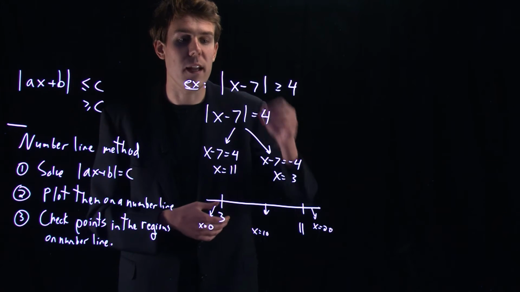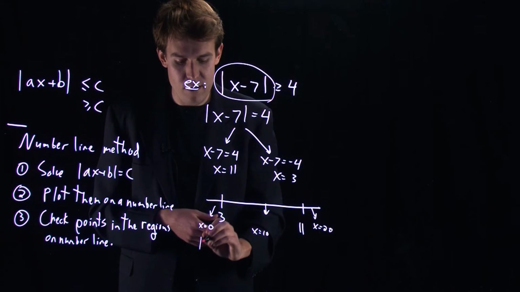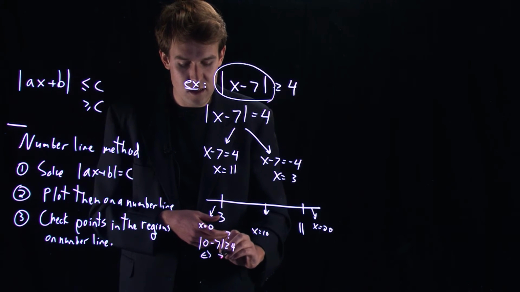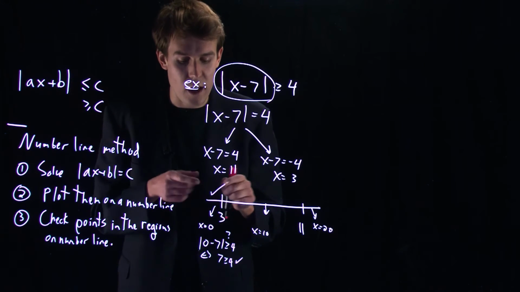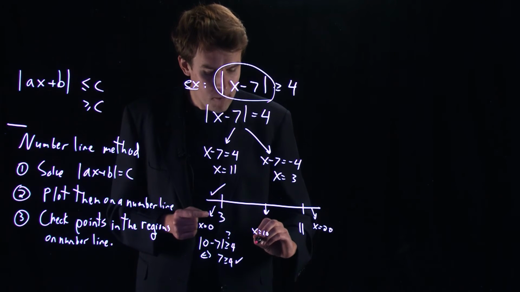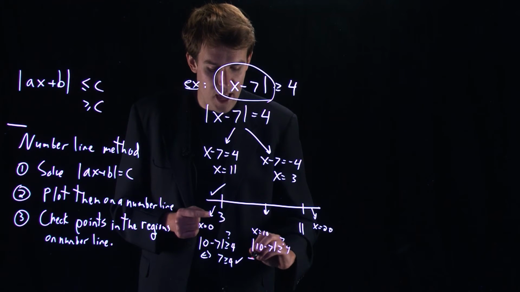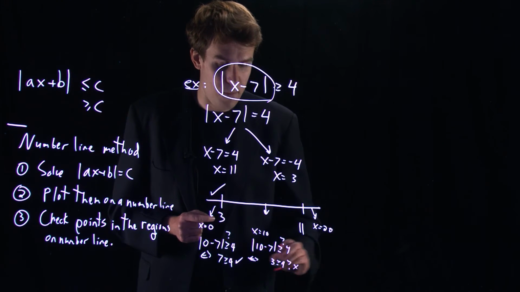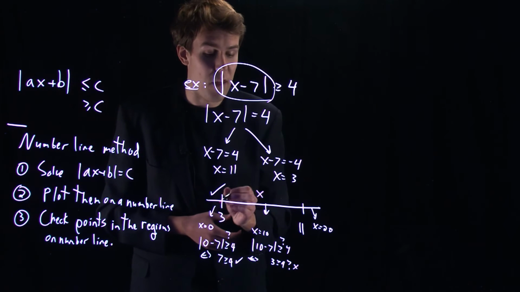For x equals 0, I plug it into my original inequality and see if it is satisfied or not. So I have absolute value of 0 minus 7 should be greater than or equal to 4. Thankfully it is. This is the same as saying 7 is greater than or equal to 4, so it's good. This region satisfies the inequality. Everything less than 3 will satisfy it. Now we'll look at the choice of 10. Absolute value of 10 minus 7, is it greater than or equal to 4? Alas, it is not, because this is saying is 3 greater than or equal to 4, and the answer is no. So everything in this region fails to satisfy the inequality. These are non-solutions, so nothing from 3 to 11 works.